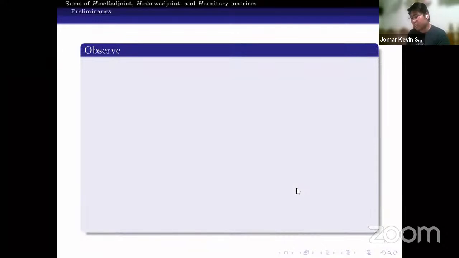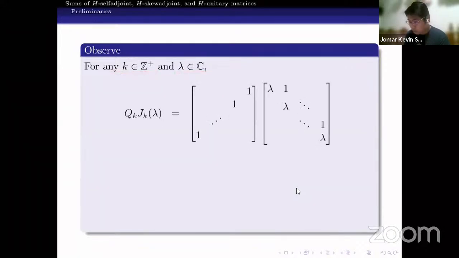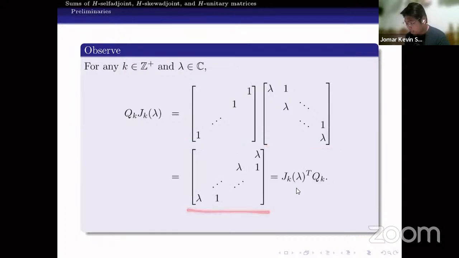Okay. Just to give you an idea of what H-self-adjoint matrices look like, we give some examples here. Observe that for any positive integer k and complex number lambda, let us compute the product of these two matrices. This is Q sub k, this is J_k of lambda. The product is this matrix, and this is precisely J_k of lambda transpose times Q sub k. So we can conclude that J_k of lambda equals Q sub k inverse J_k of lambda transpose times Q sub k.